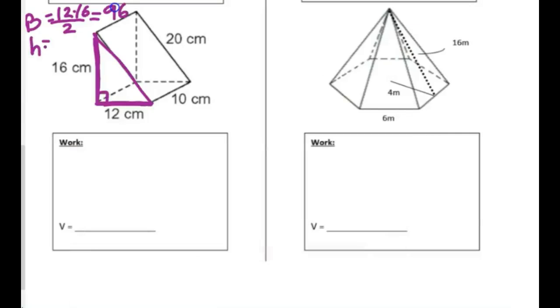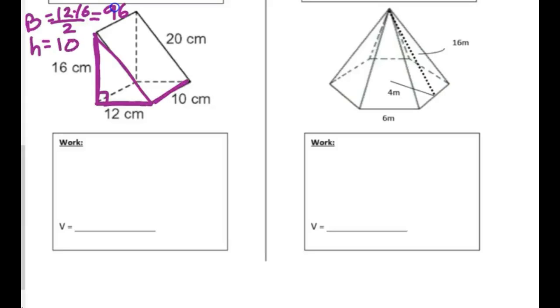Now this is where it gets tricky. The height of the prism is between the two triangles. Okay, so does everyone see, look right here, that the height is 10? Because it's like it's laying down, okay? So between the two triangles, that's the height.